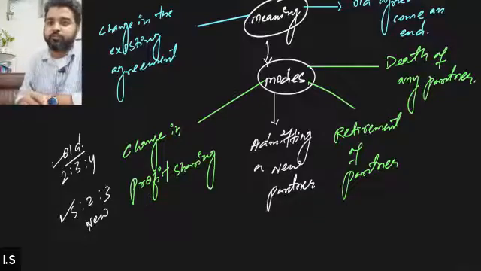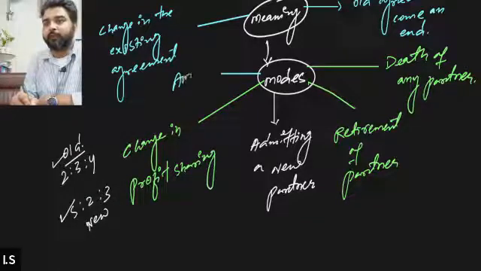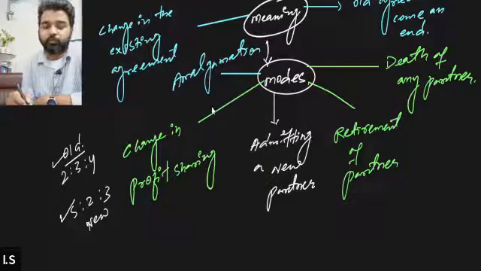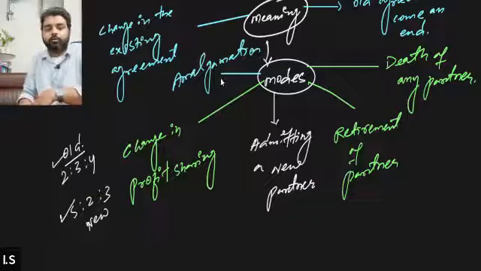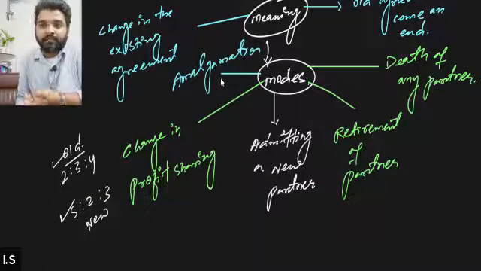There's one more situation which is not part of our syllabus, which is called the amalgamation of the partnership. Amalgamation basically means when two partnership firms join together, decide to collaborate with each other, and continue the business together. So amalgamation also leads to the reconstitution of the existing partnership firm. But since it is not part of our syllabus, we won't be talking about amalgamation.